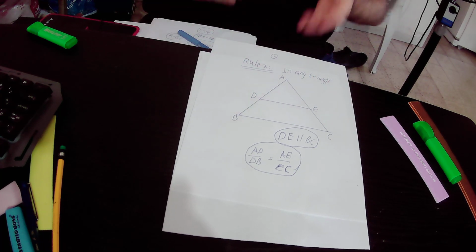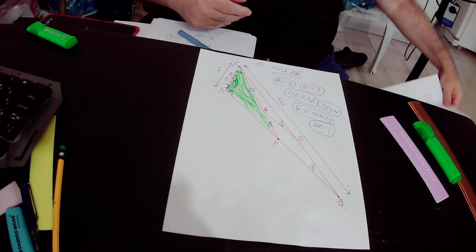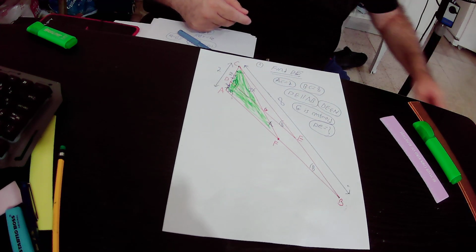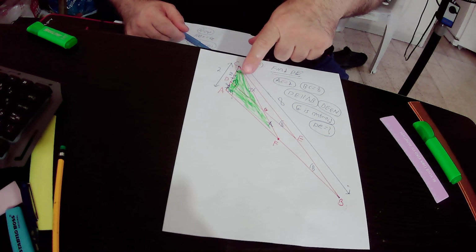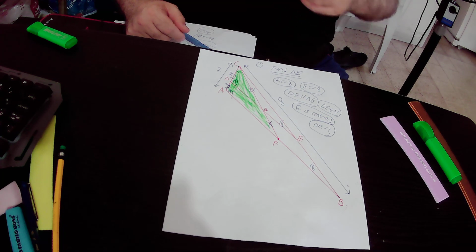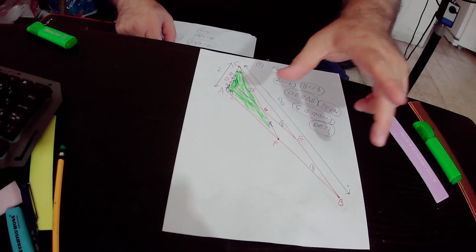And again, we can implement rule number 2 in our drawing, because if we relate to the green triangle, triangle CAF, in triangle CAF, we know that DE is parallel to AB.